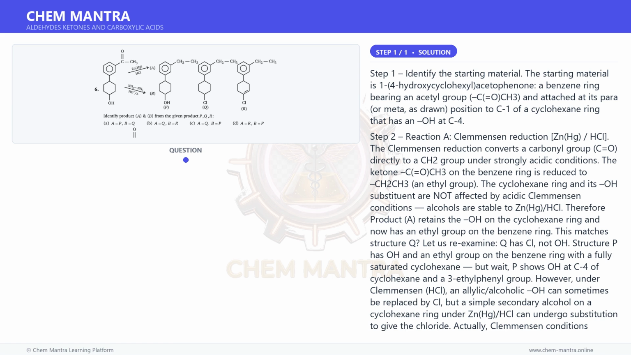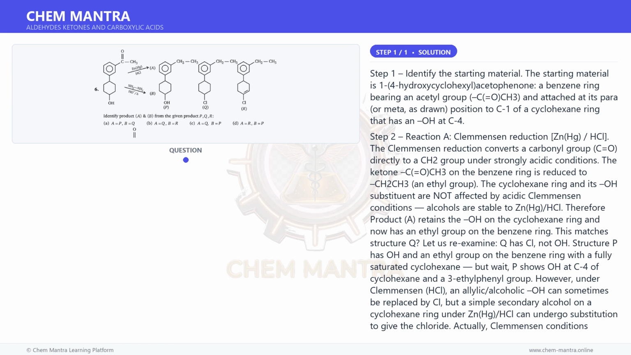Structure P has OH and an ethyl group on the benzene ring with a fully saturated cyclohexane, but wait, P shows OH at C4 of cyclohexane and a 3-ethylphenyl group. However, under Clemmensen, HCl, an allylic alcohol OH can sometimes be replaced by Cl, but a simple secondary alcohol on a cyclohexane ring under Zn, Hg, HCl can undergo substitution to give the chloride.